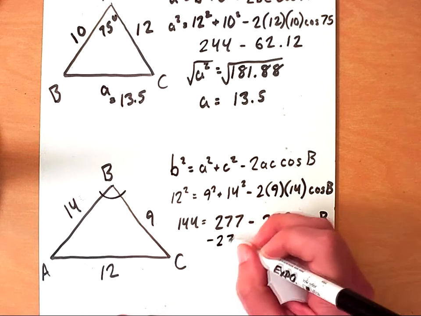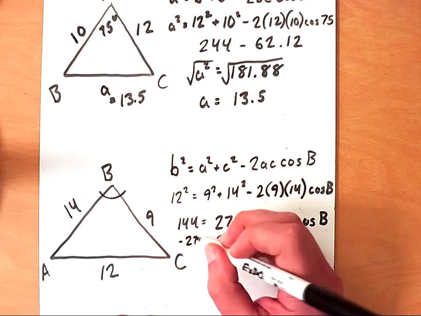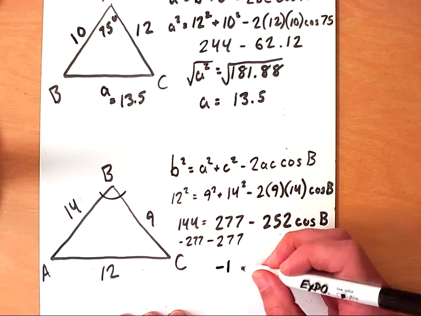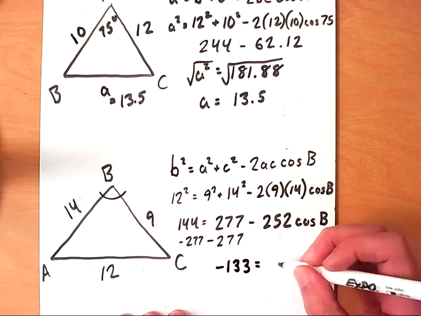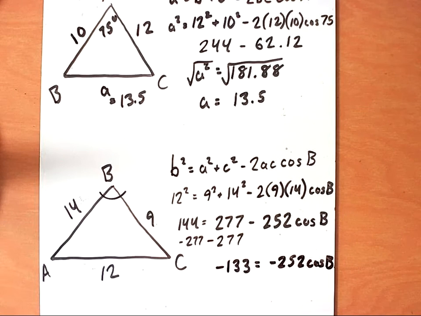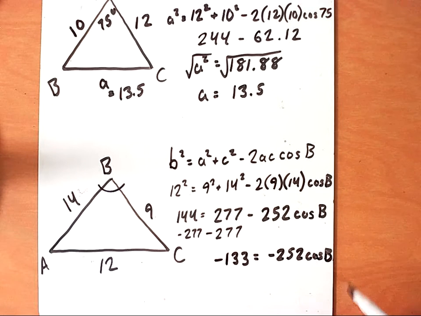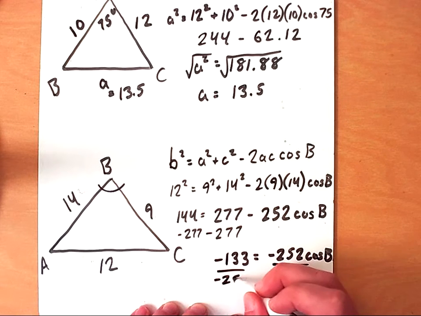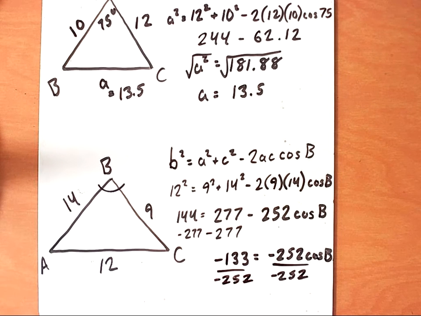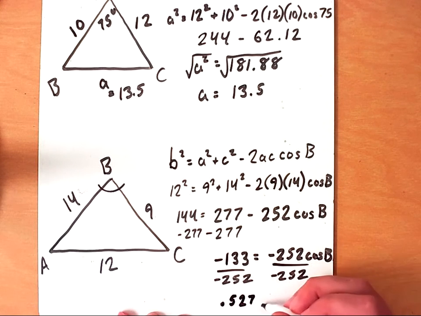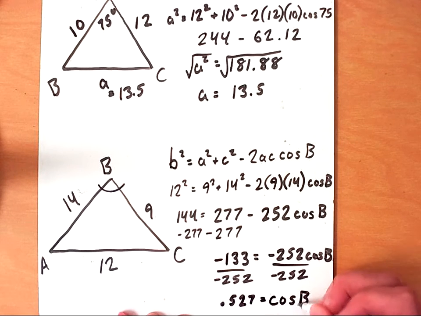So that means what we need to do now is subtract 277 from both sides. And doing this, I'm going to get negative 133 equals negative 252 cosine of b. And so then I want to get cosine of b by itself, so divide both sides by negative 252. Then I have negative 133 divided by negative 252, which gives me 0.5527 repeating, and that's going to equal the cosine of b.